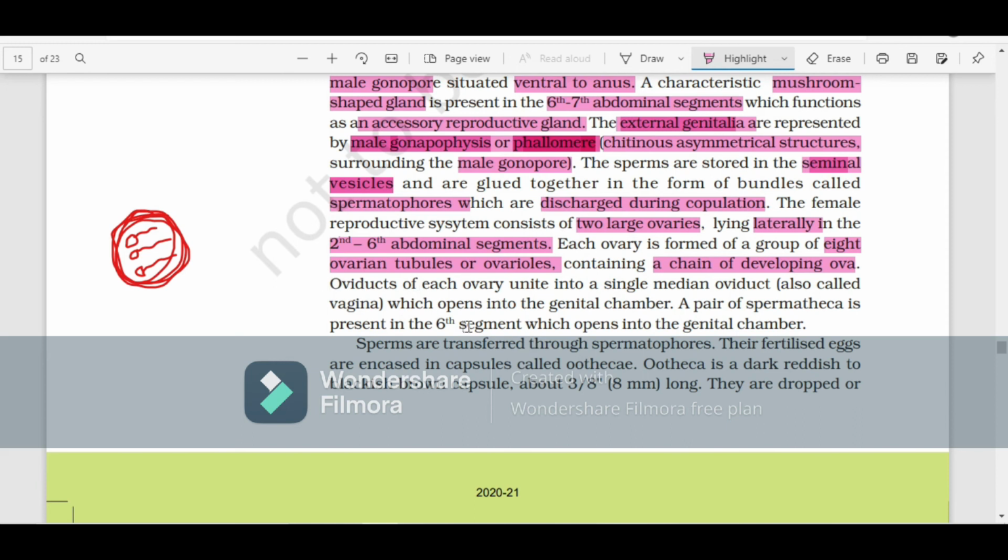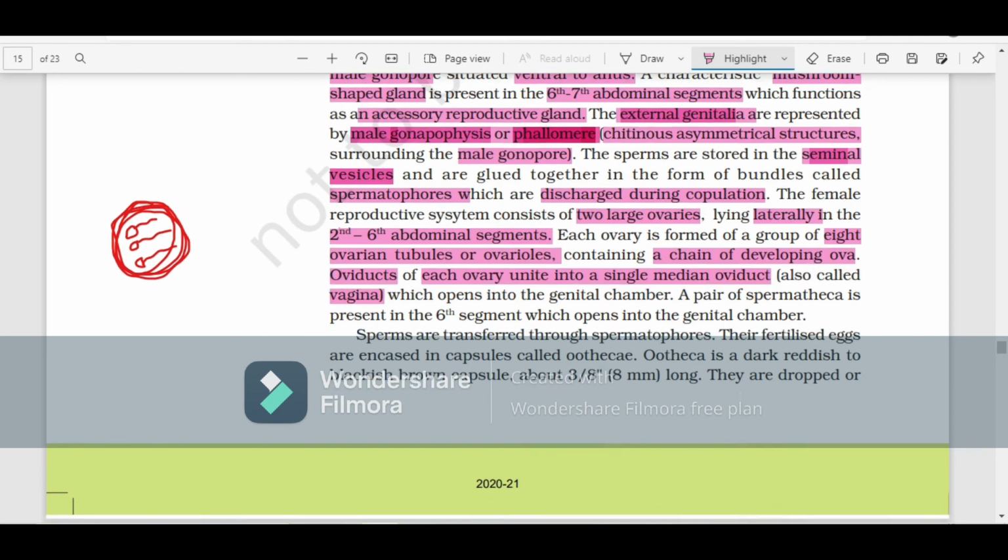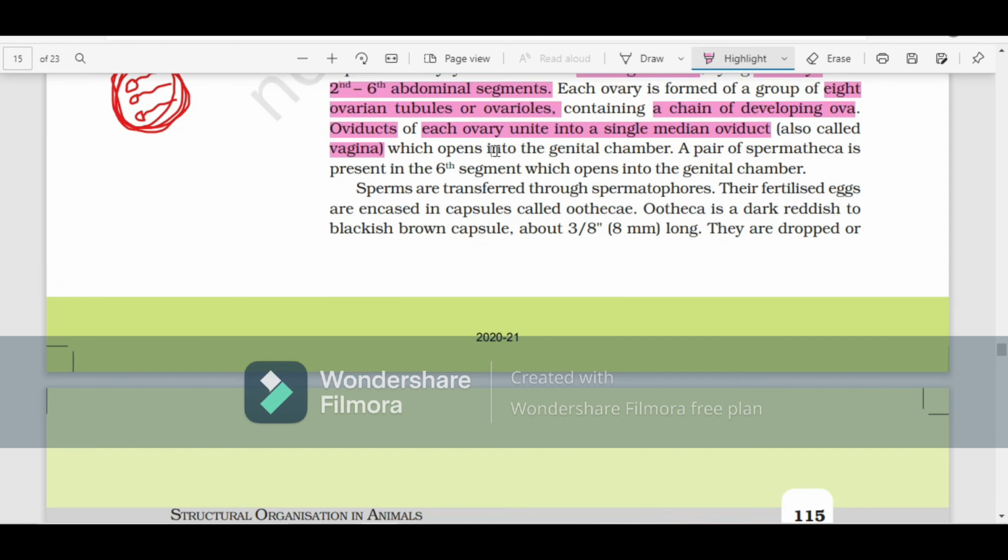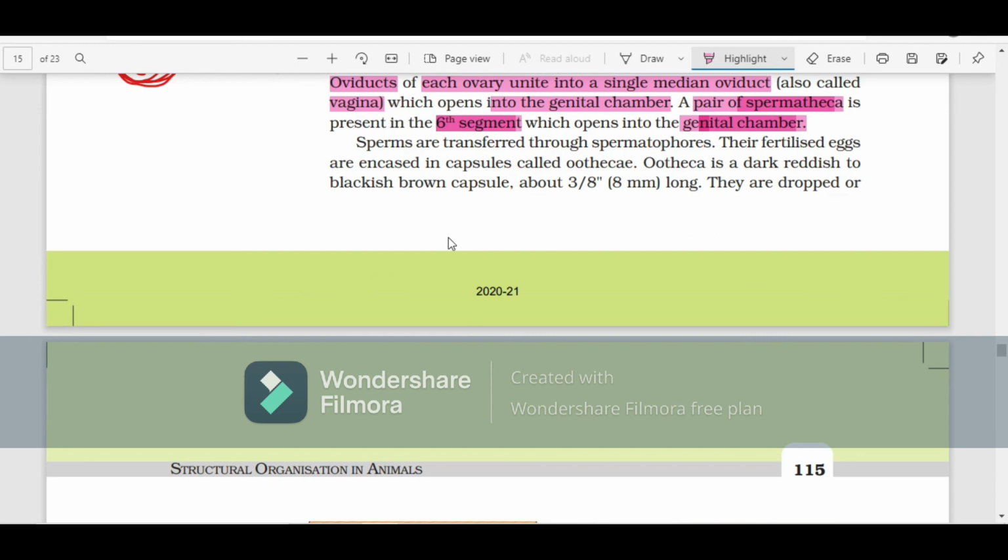The oviducts of each ovary unite into a single median oviduct, also called the vagina. In the diagram, it will be visible. Which opens into the genital chamber. A pair of spermatheca, this is under the female, is present in the sixth segment, which opens into the genital chamber. Okay. So the sperms are transferred through the spermatophores.